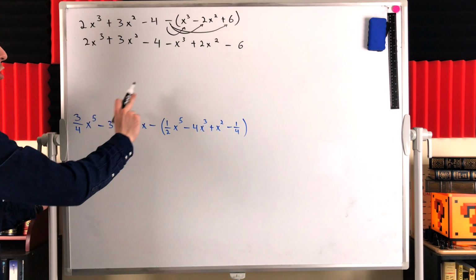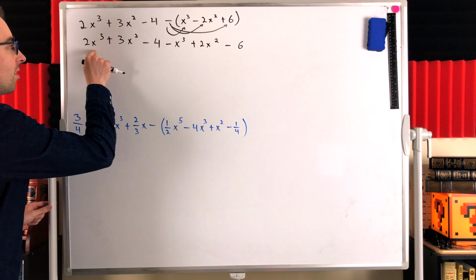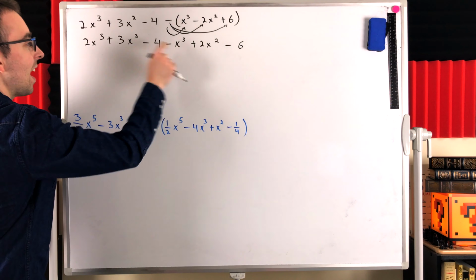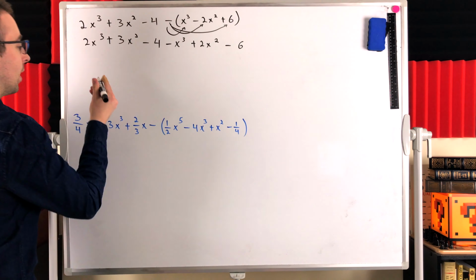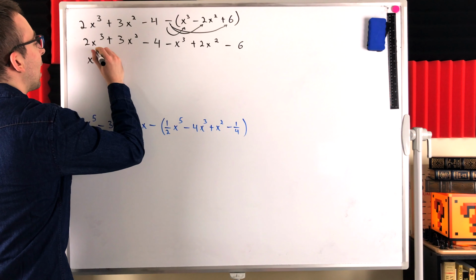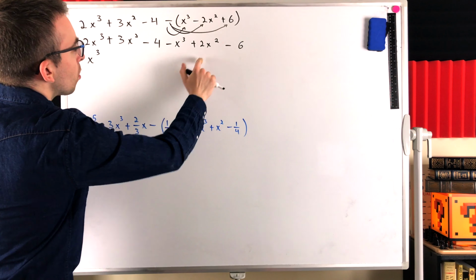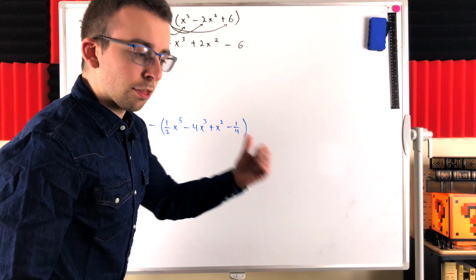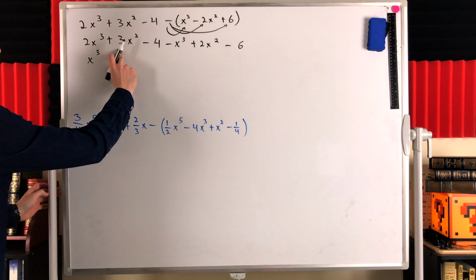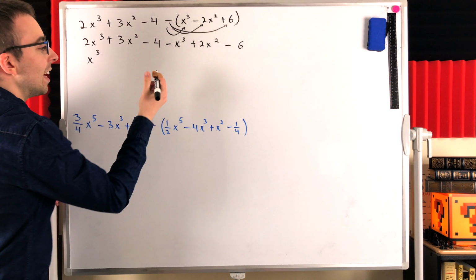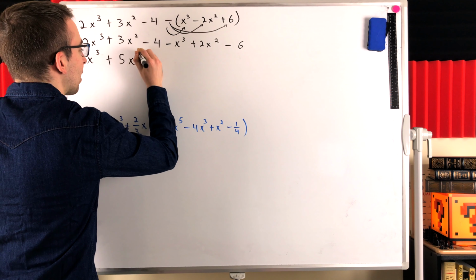We have 2x cubed minus x cubed. They're like terms because they have the same variable coefficient, x cubed. So 2 minus 1 is positive 1. So we just have 1x cubed. Then we have 3x squared, and we also have a plus 2x squared. 3 of something plus 2 of something is 5 of something. So 3x squared plus 2x squared is 5x squared. So we've got plus 5x squared.